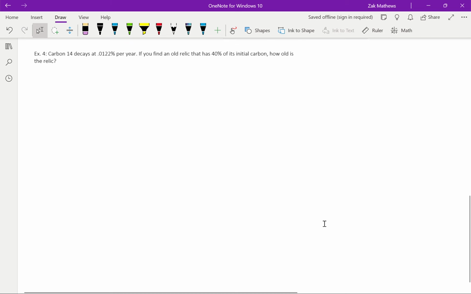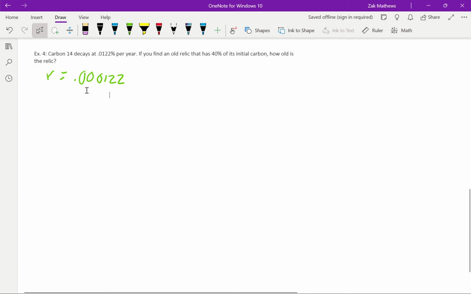Let's take a look at one last example. Carbon-14 decays at a rate of 0.0122% per year. If you find an old relic that has 40% of its initial carbon, how old is that relic? So let's start defining things. We have a rate of 0.0122%, which means the rate is 0.000122. Because remember, we have to take that decimal place and we have to move it 2 to the left.